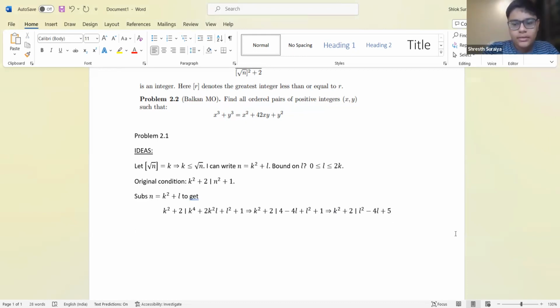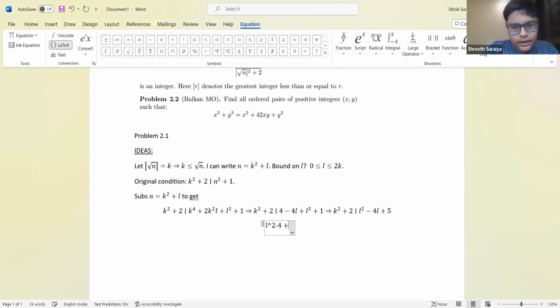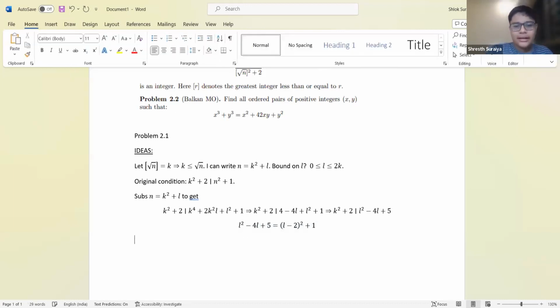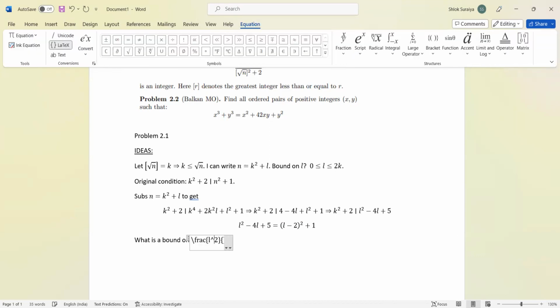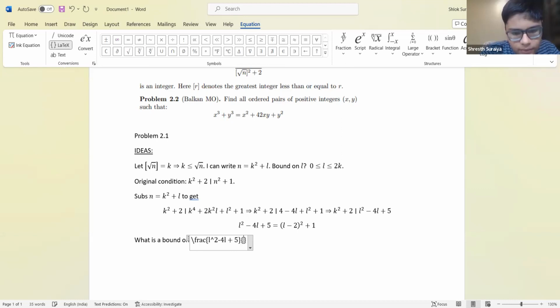So what else can I write? I can write l square minus 4l plus 5 as l square minus 4l plus 4 plus 1, and l square minus 4l plus 4 is nothing but l minus 2 whole square. So I can write it like that, right? And now I'll ask, what is the bound on l square minus 4l plus 5 upon k square plus 2?